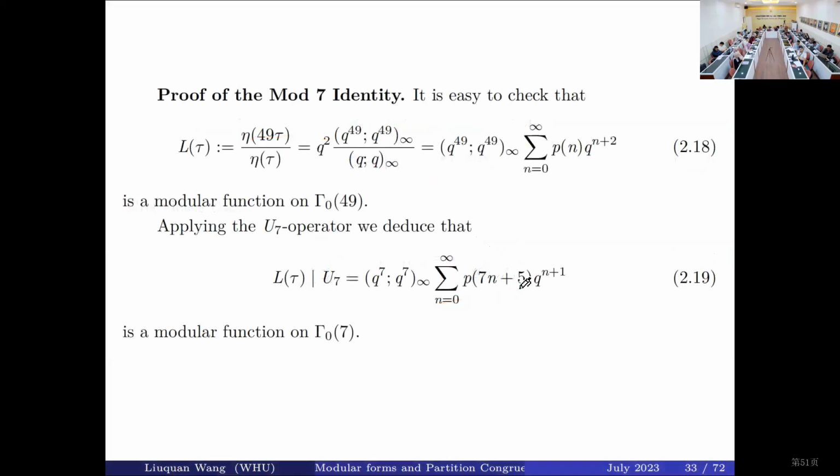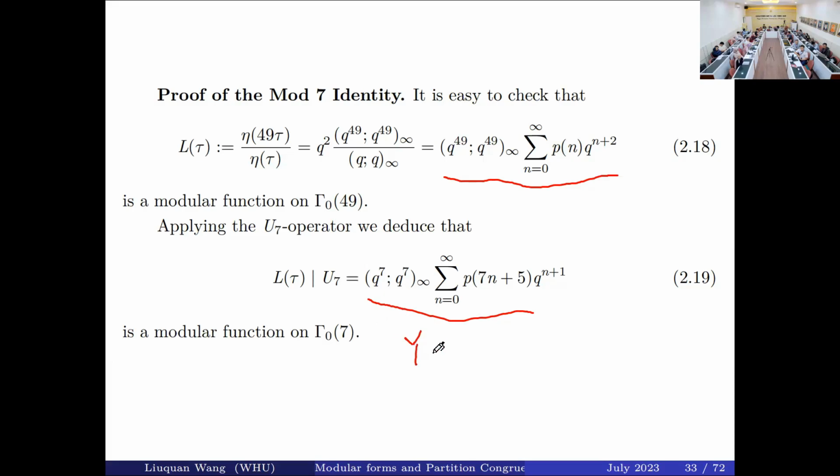And similarly, we can prove the modular 7 identity. The procedure is very similar. You consider this function L of tau, which is a quotient of eta of 49 tau divided by eta of tau. And by definition, it also equals the generating function of Pn times this infinite product. We can check that this is a modular function on gamma 0, 49. And after applying the U7 operator, we deduce that this function is a modular function on gamma 0, 7.